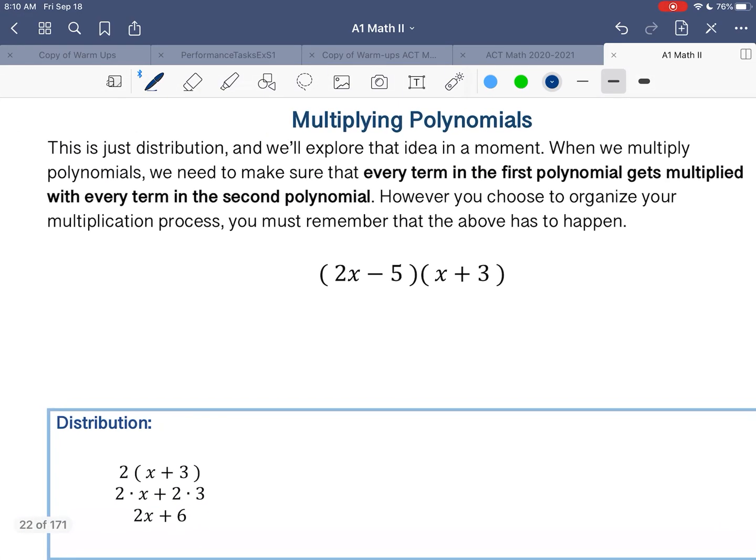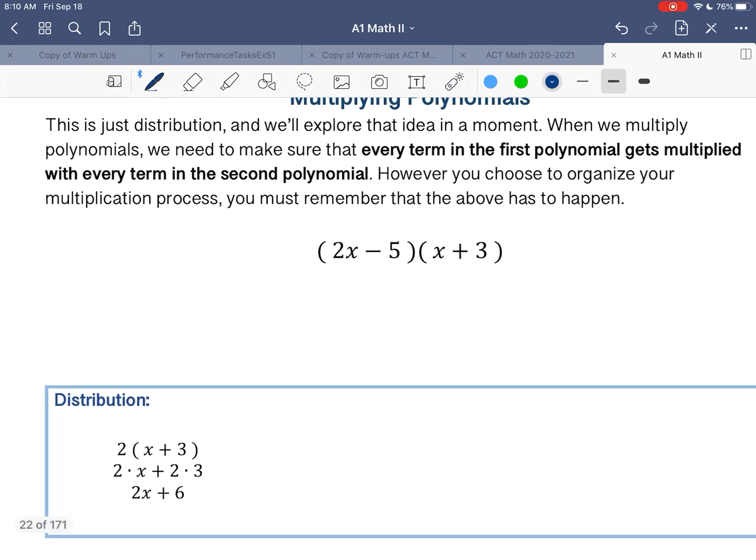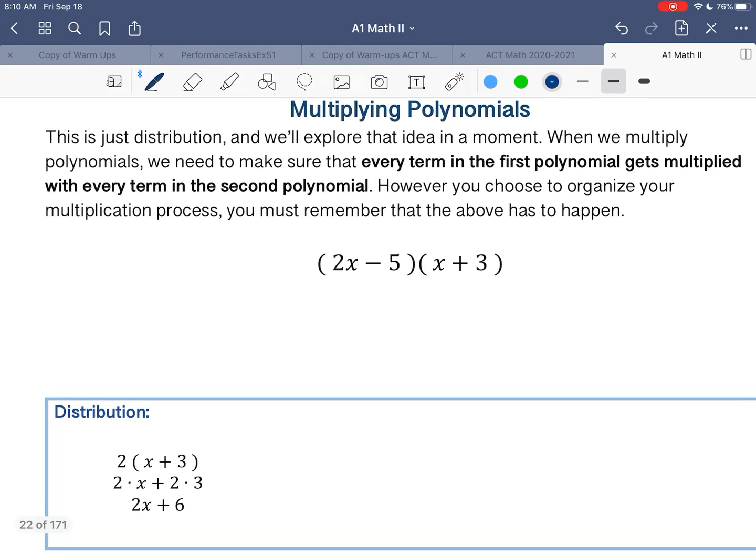And now we come to multiplying polynomials. This is something that is probably new to you, and this is where I want to spend the most time and effort, because this is going to be absolutely essential for the rest of your math career, being able to multiply polynomials.